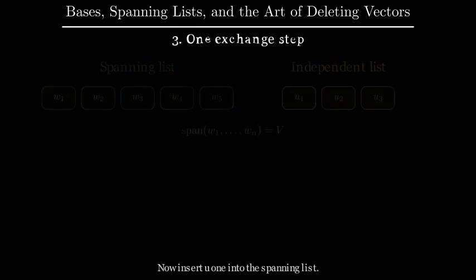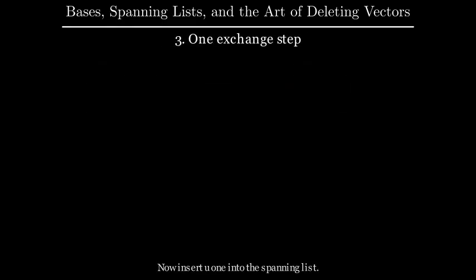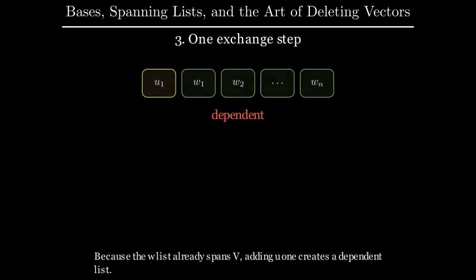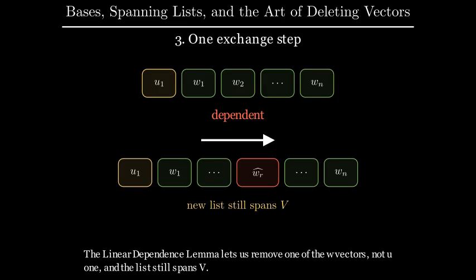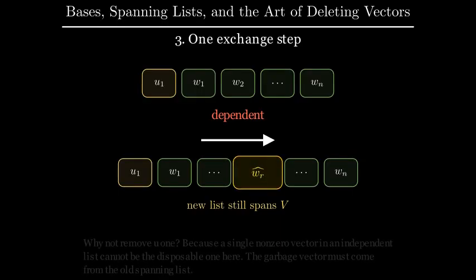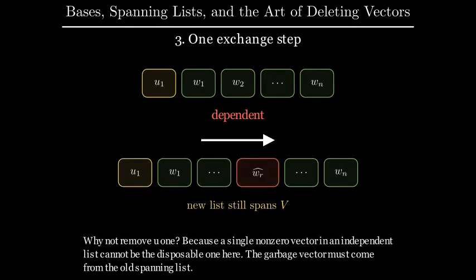Now insert u1 into the spanning list. Because the w list already spans V, adding u1 creates a dependent list. The linear dependence lemma lets us remove one of the w vectors, not u1, and the list still spans V. Why not remove u1? Because a single non-zero vector in an independent list cannot be the disposable one here. The garbage vector must come from the old spanning list.